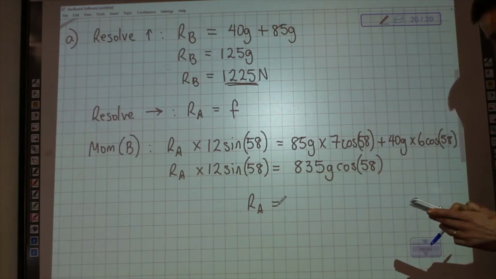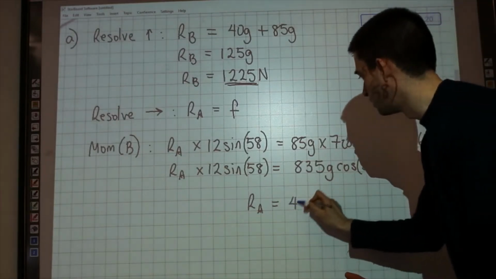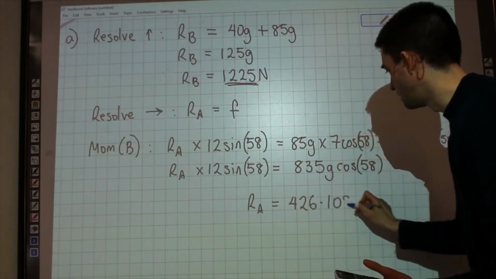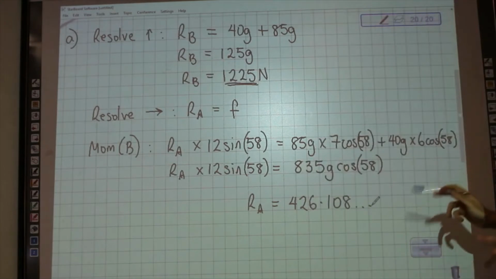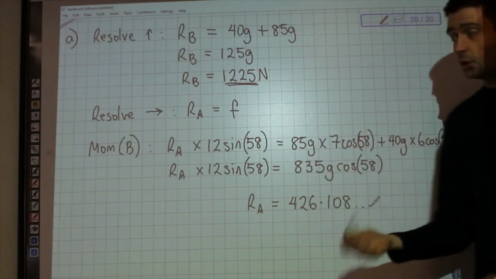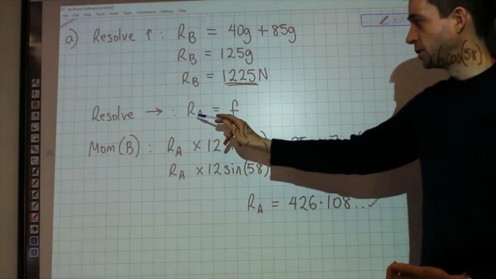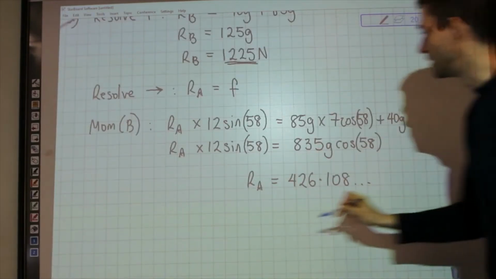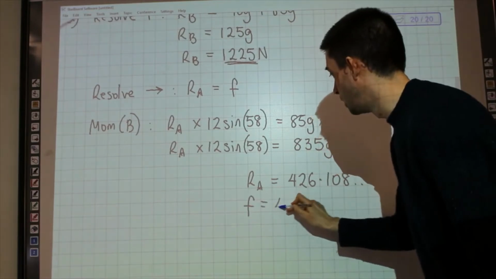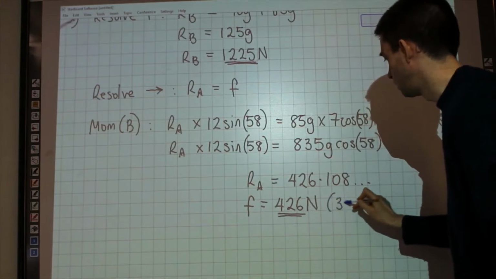Times by 9.8 times by cos 58. And then I'm going to divide it by 12 sine 58. And it comes out as 426.108. Now the reaction at A wasn't what I'm trying to find to answer part A of this question. I'm trying to find the friction, but as you can see, when I resolved horizontally, I worked out that the reaction at A was equal to friction, and therefore I can say that the frictional force, which is acting at B, is 426 newtons to 3 significant figures.